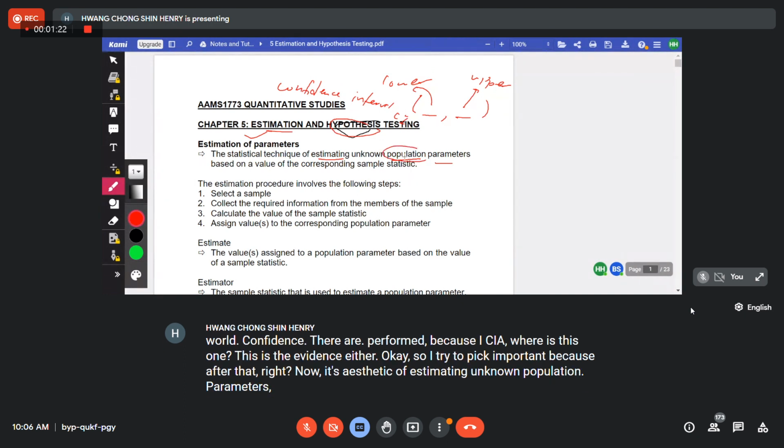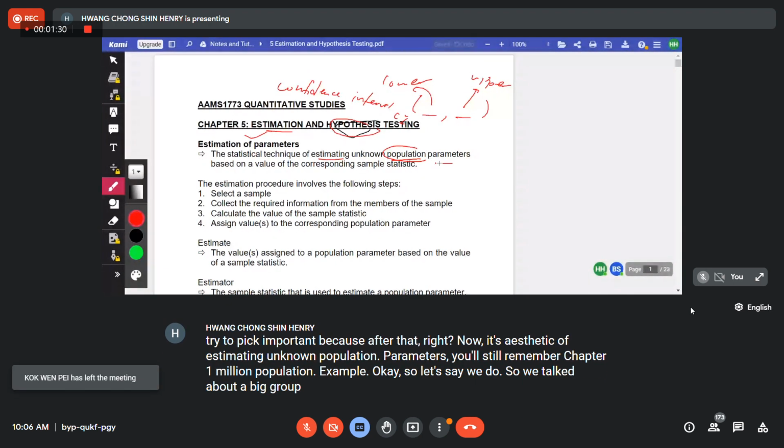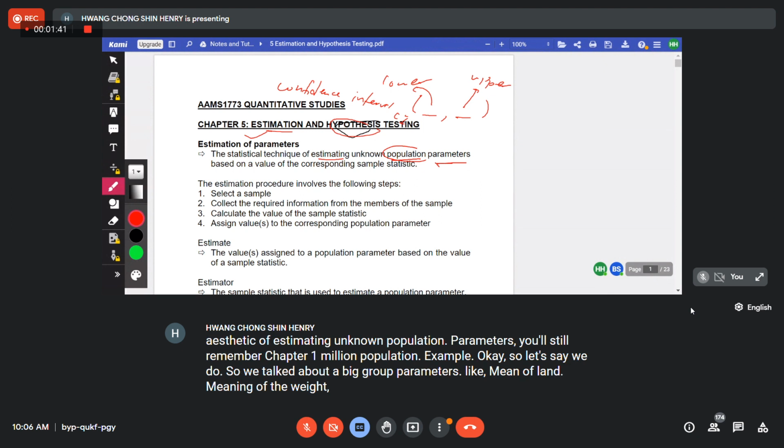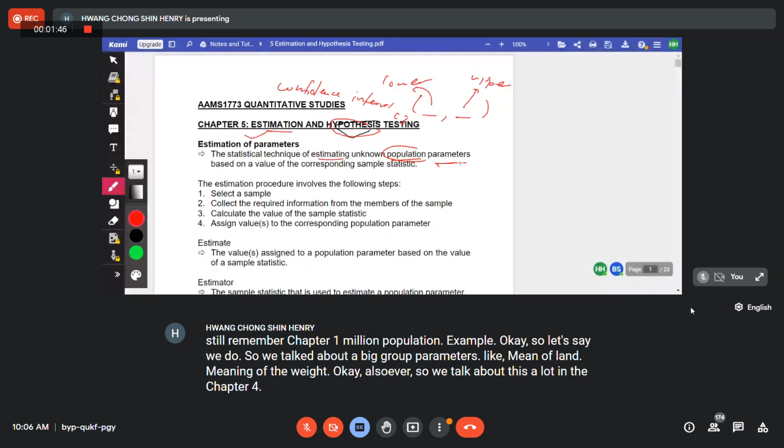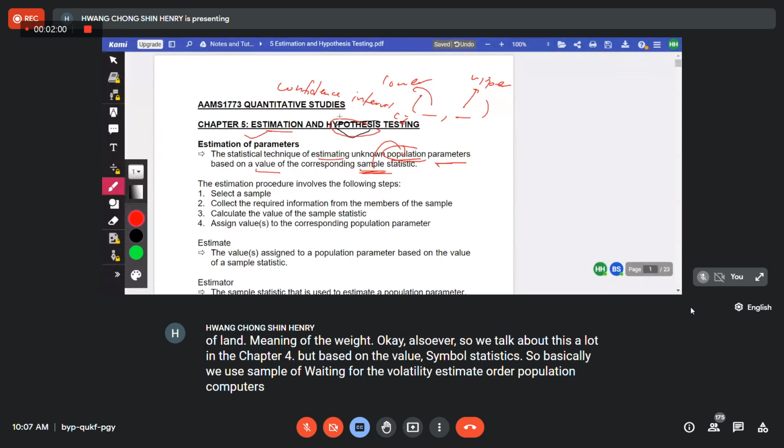You all still remember chapter 1, the population example? Okay, so let's say we do a survey. We talk about a big group. Parameters equal to what? Equal to variables. Variables like mean of length, mean of the weight. Okay, all these are variables. So we talk about this a lot in chapter 4. Right? Based on the value, sample statistics. So basically, we use the sample to what? Predict, or we call it estimate, for the population confidence interval.